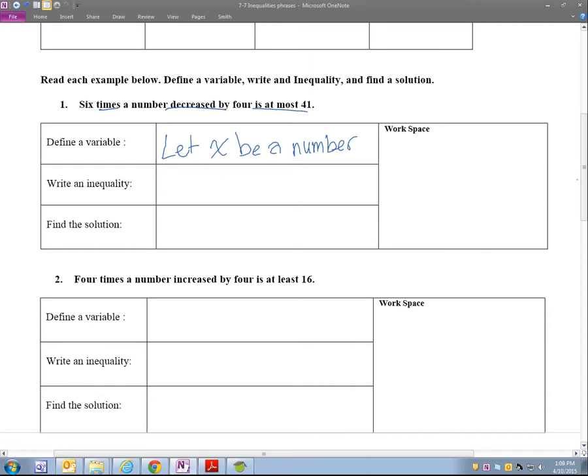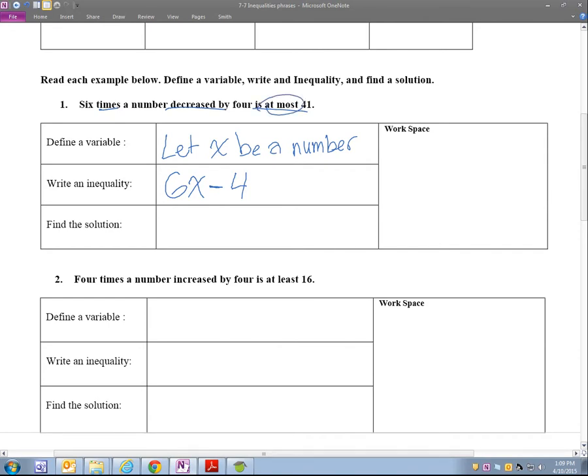So it says 6 times a number. So 6 multiplied by a number, and we said that x is going to be a number. And it is going to be decreased by, and I remember that decreased by means minus, 4 is at most.